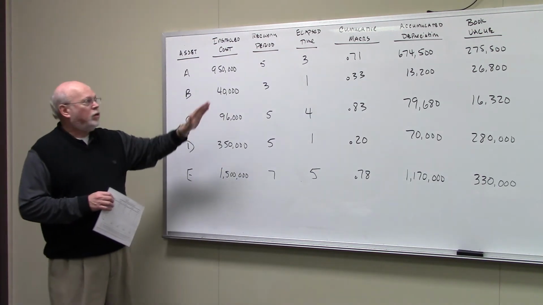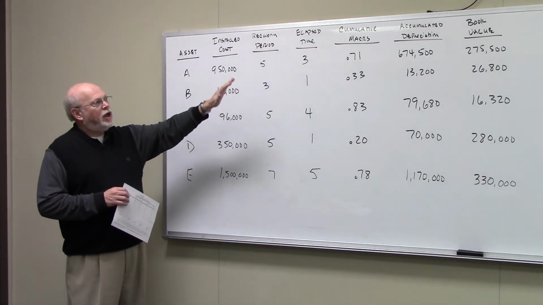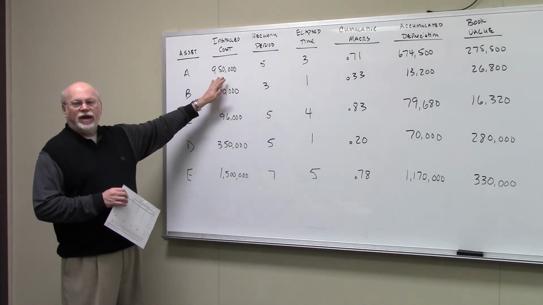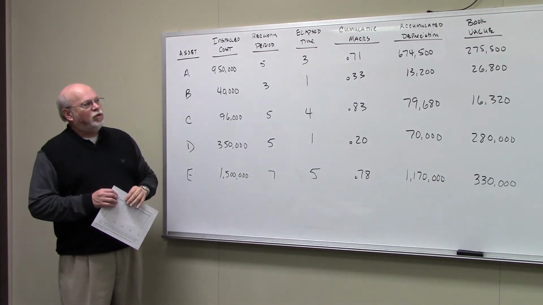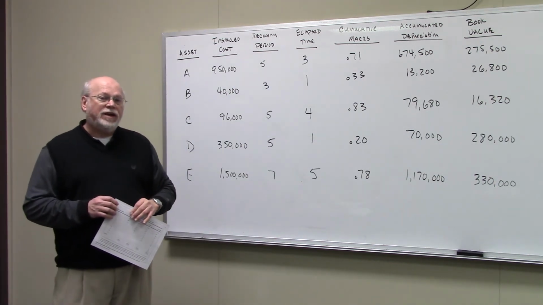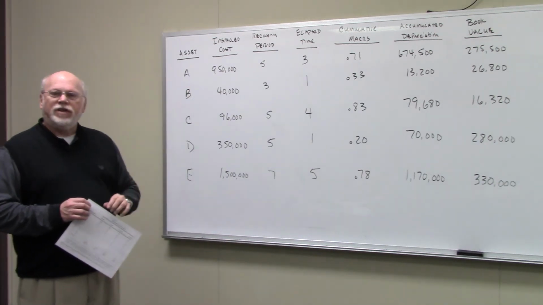What's book value? It's the original depreciable value of the asset, the installed cost, minus accumulated depreciation. So $950,000 minus $674,500 gives us a book value of $275,500 for asset A at the end of the third year.